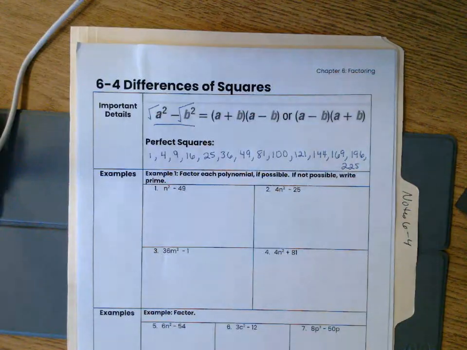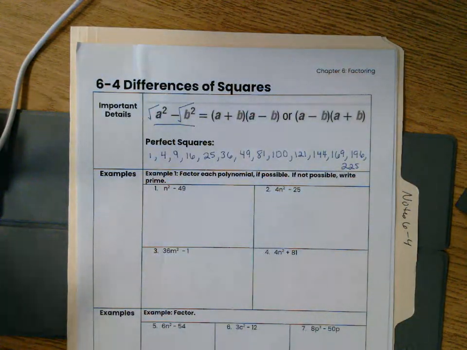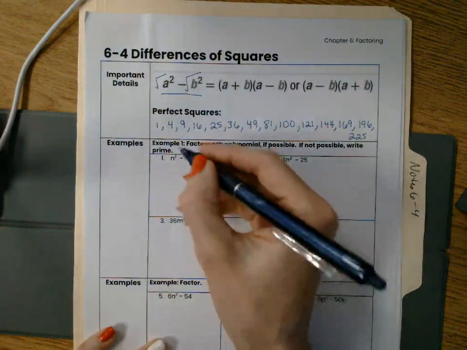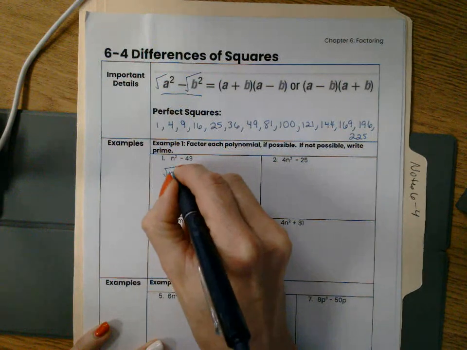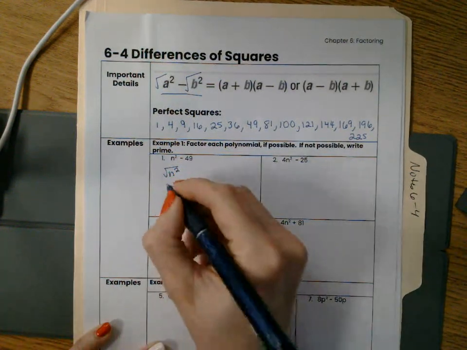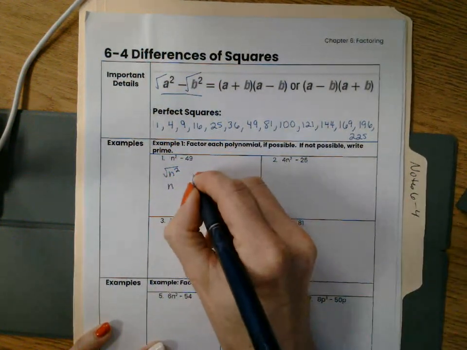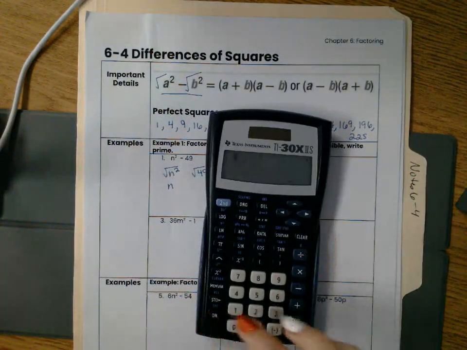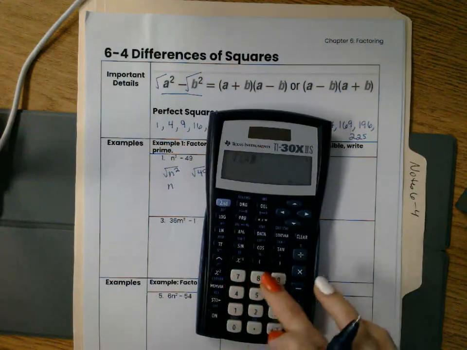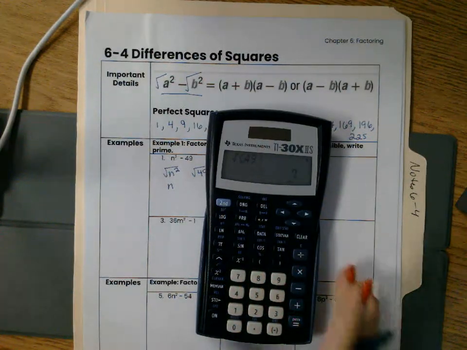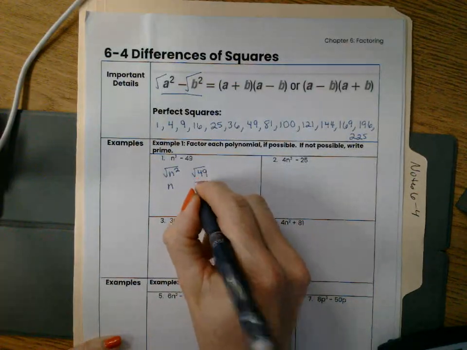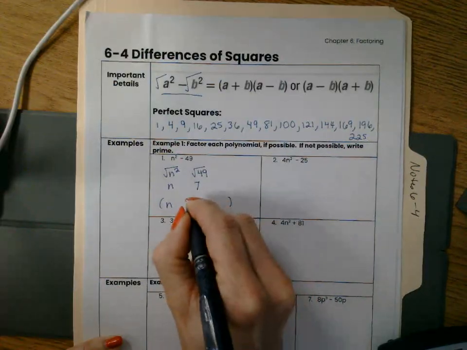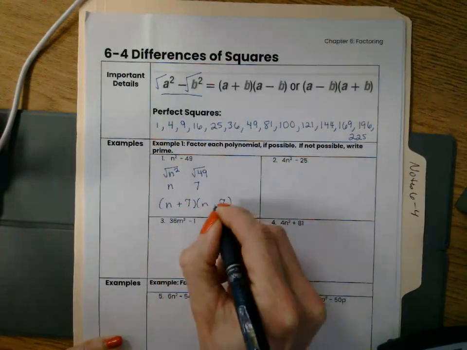So let's go through example number 1. It says factor if possible. If not, write prime. So we look at n squared, and we're going to take the square root of it, and that squared and the square root cancel each other. You're left with n. Take the square root of 49, and if you remember, square root of 49, if not, plug it in your calculator, you get 7. So then you're ready to write your answer. 2 parentheses. N goes at the beginning of both of them. 7 goes at the end. One's a plus, one's a minus.